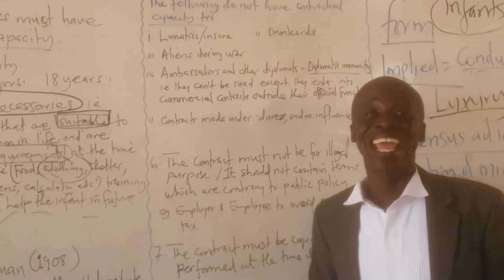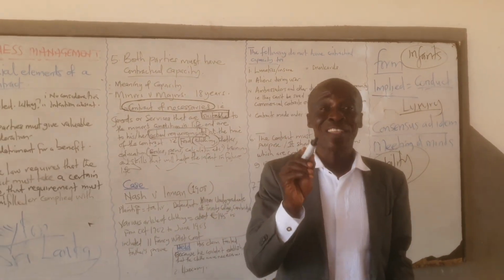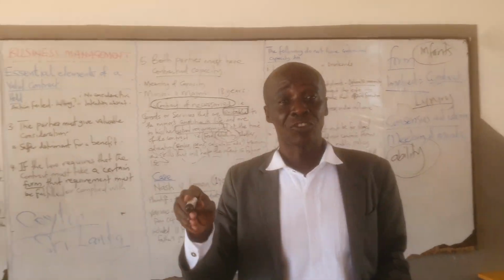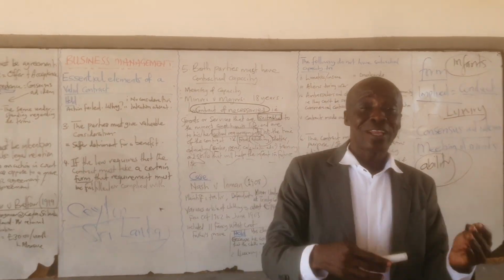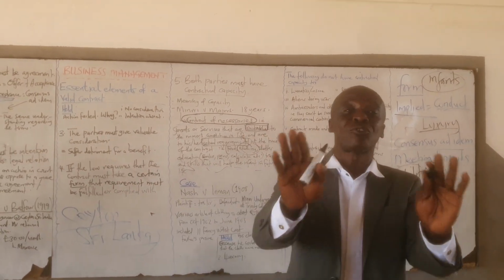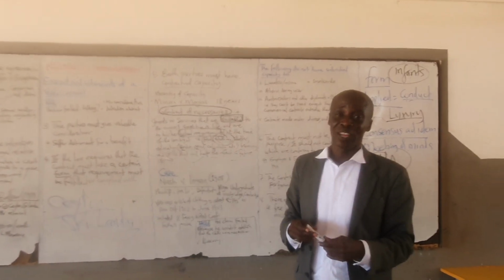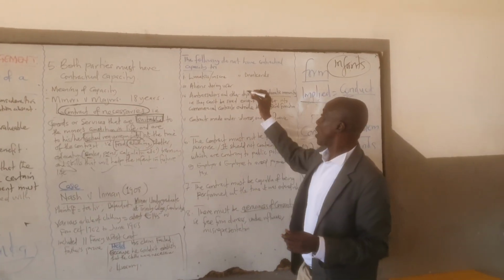Number two, aliens, foreigners during war. When there is a war between your country and another country, then you become enemies. So that alien doesn't have contractual capacity, and therefore you cannot enter into a contract with a person in terms of war. So that is another one.